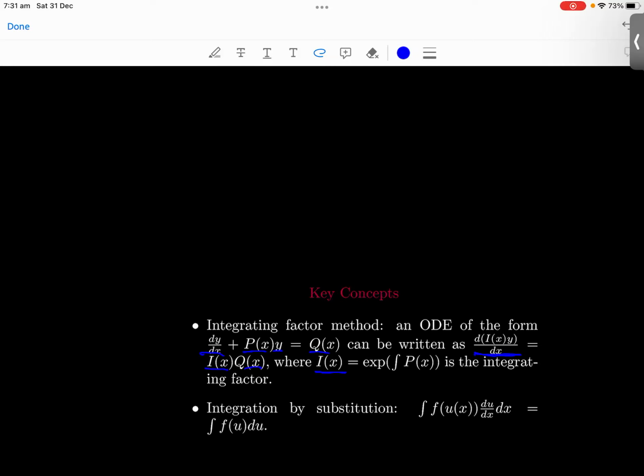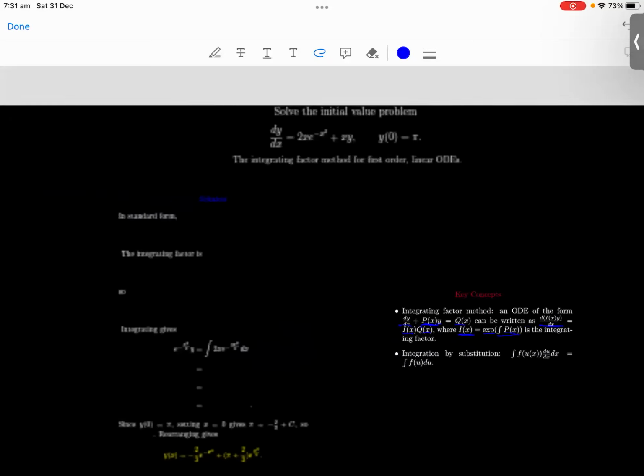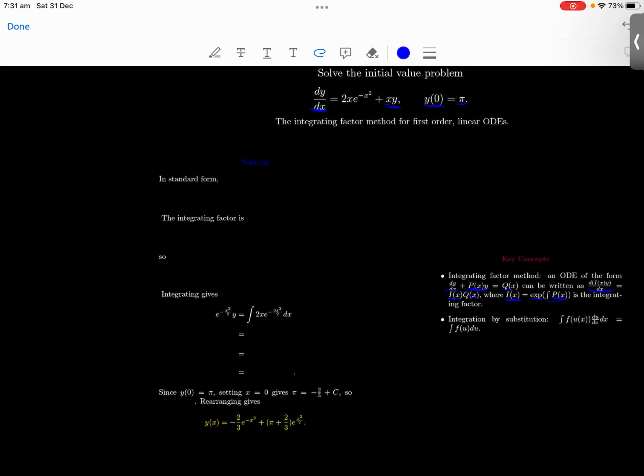This works provided you choose your integrating factor I to be something very specific. It needs to be the exponential of the integral of p, where p is the coefficient of the y component. So let's see if we can apply the integrating factor method to this particular equation. dy/dx equals 2x e to the minus x squared plus xy.